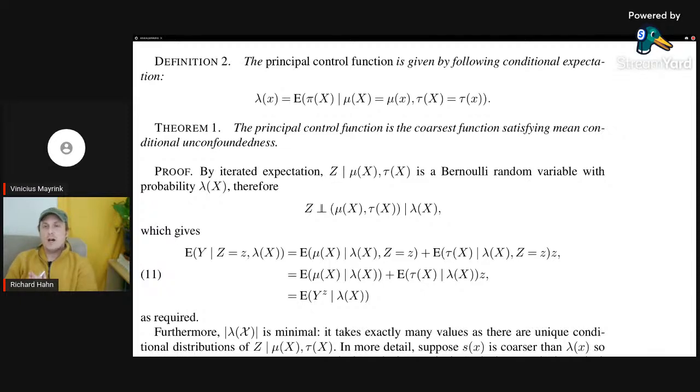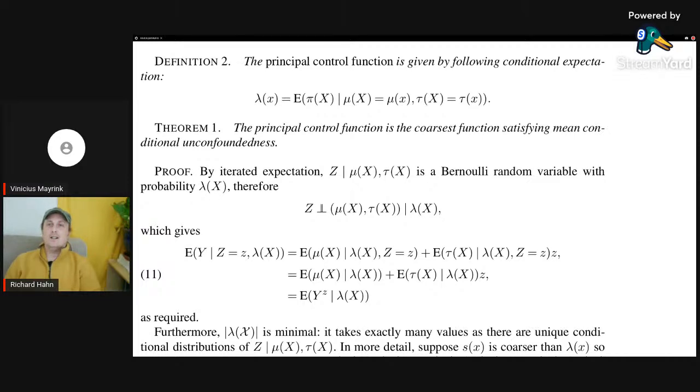So it's the expected value of the propensity function given mu and tau, so the prognostic function and the treatment effect function, okay? So if you think about it, x might be high dimensional. And what we're doing here is integrating over the unknown values of x, fixing particular values of mu and tau. And then we're taking an average of the propensity function, so how likely you are to get treated. So we're going to call this quantity lambda and call that the principal control function.